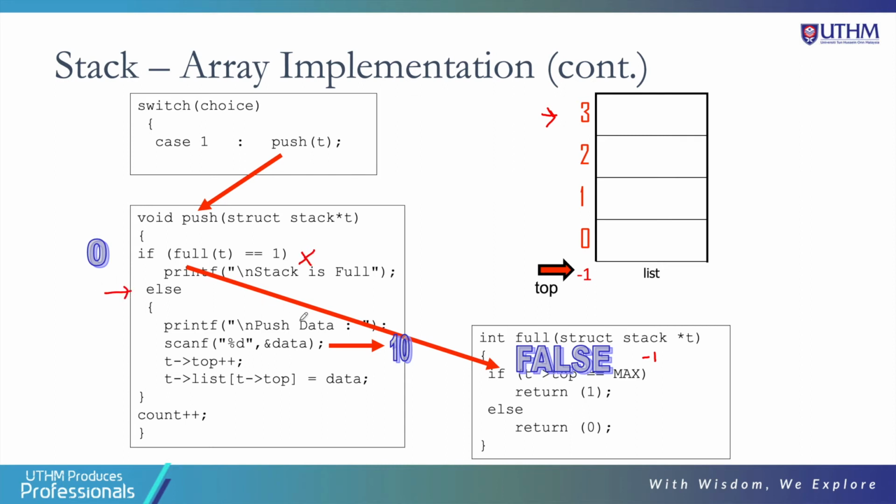It will ask the user to insert any data. Let's say the user enters 10. After that, top plus plus, the top will increment by 1, so it will be pointing to 0. And then t list t top. T top is 0, right? So in list 0, list is actually an array, list 0 equals data. Data is 10.